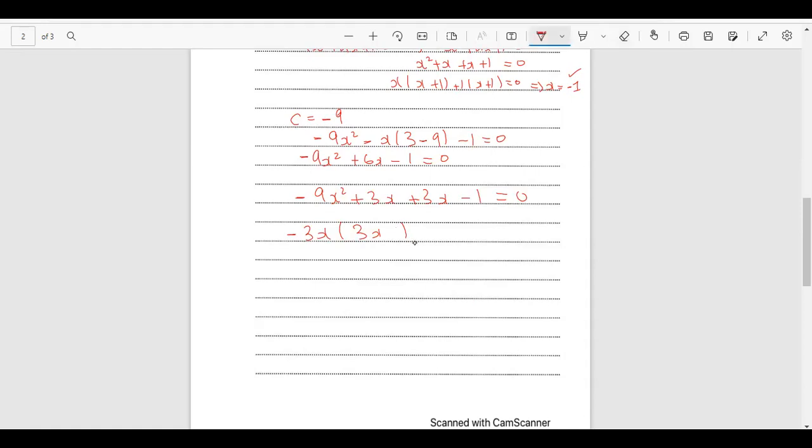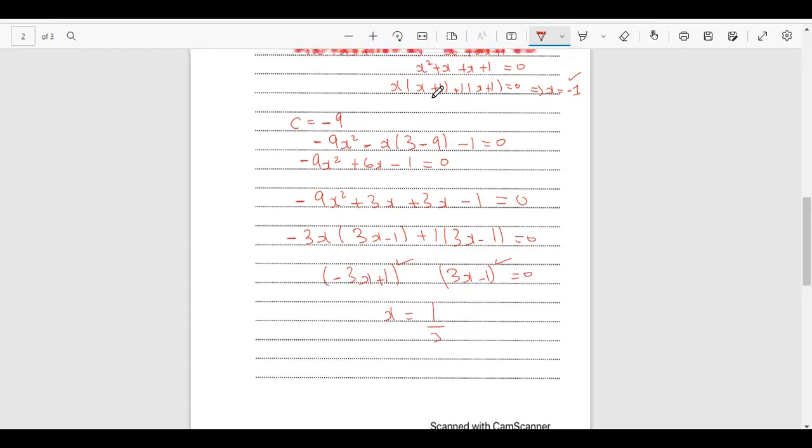3x minus 1, and then again I can take plus 1 common, and it would give me 3x minus 1 equals 0. And it is minus 3x plus 1, and then it is 3x minus 1 equals 0. So we are going to get x equals 1 by 3 for this one and for this one, for both of them, right?